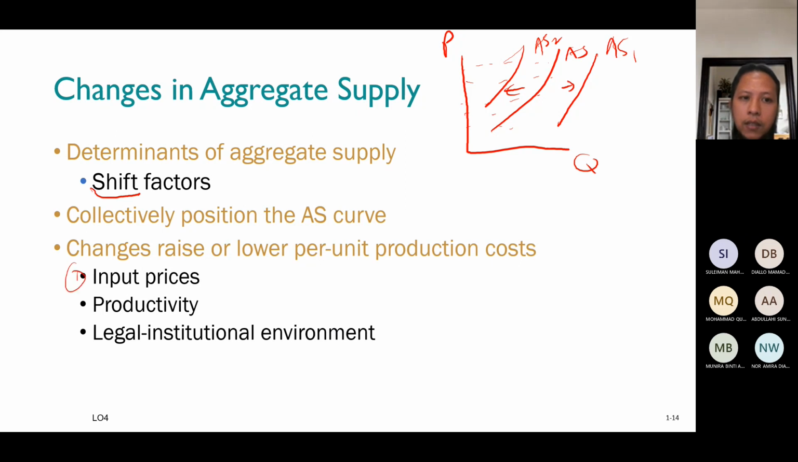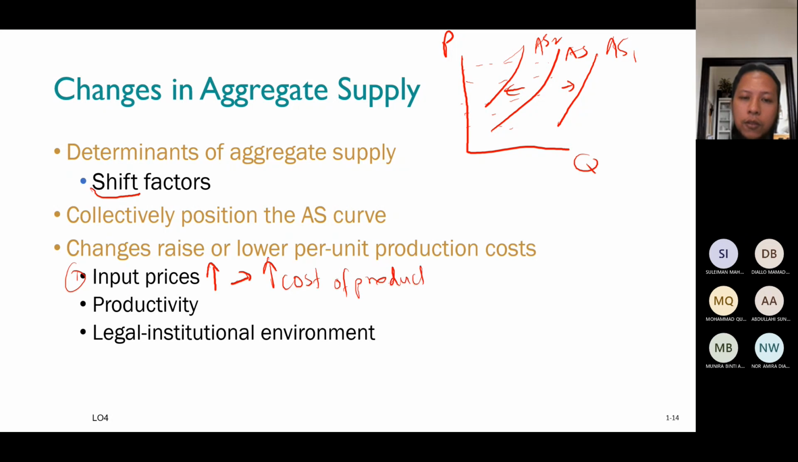Basically, number one, the input prices, right? So for example, if you look from the perspective of a business, if you open a company and you want to produce something, for example you open a clothing company, or you produce shirts and pants, right? So your input cost or input price will be the material, right? So what happens is that if the cost of material or the input price increases, this will basically increase the cost of production.